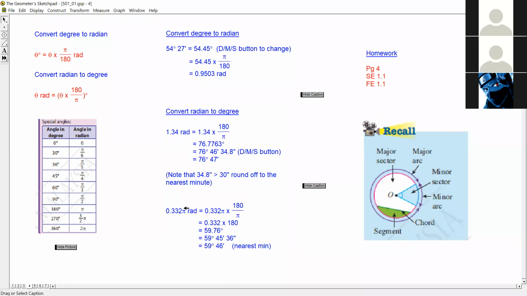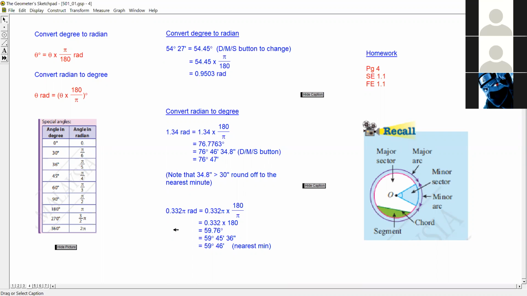Okay, next we have this one. Now this radian is in terms of pi, like this type. You see here radian, then they have pi radian. So this radian is in terms of pi. How to convert to degree?